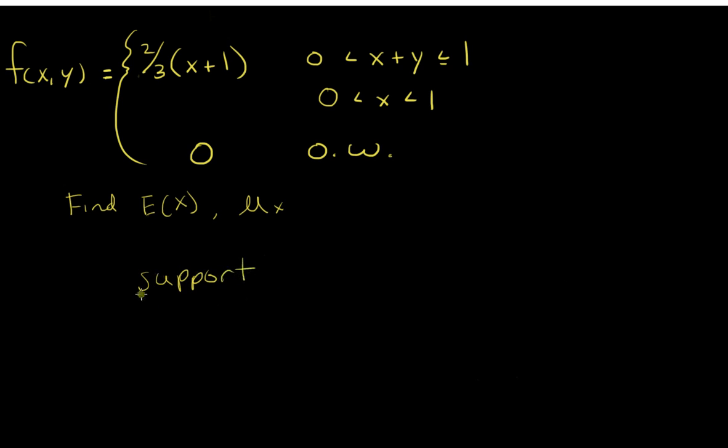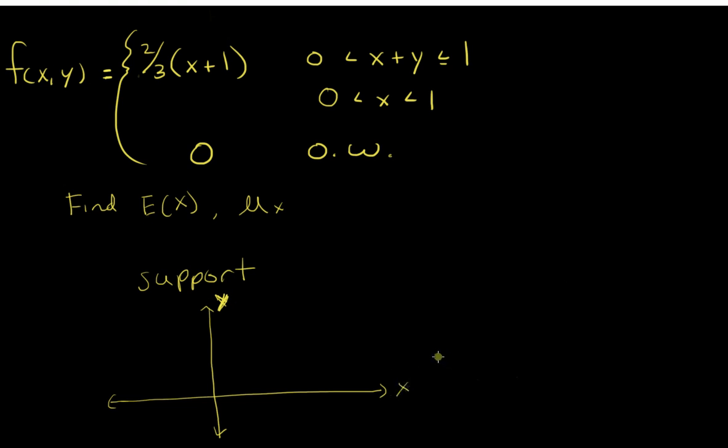When I say find your support or graph your support, what I'm saying is graph the values of x and y so that the function, the PDF, is not 0. Basically, graph this area over here. Since it's x and y, you have a two-dimensional plane. Let's go ahead and graph this. This is y, and this is x.